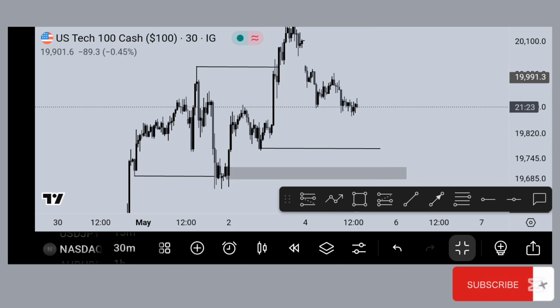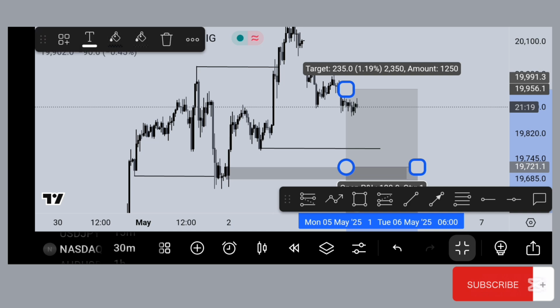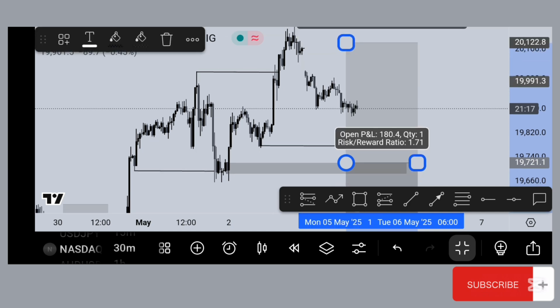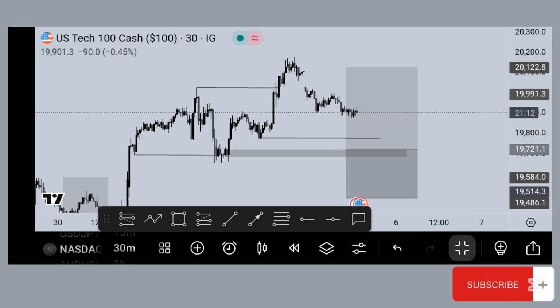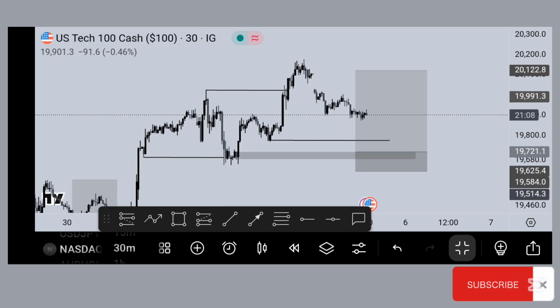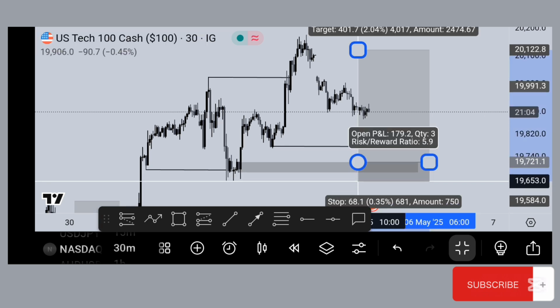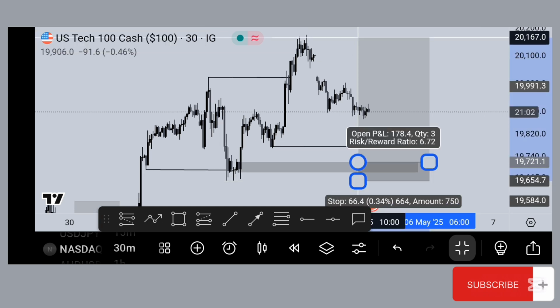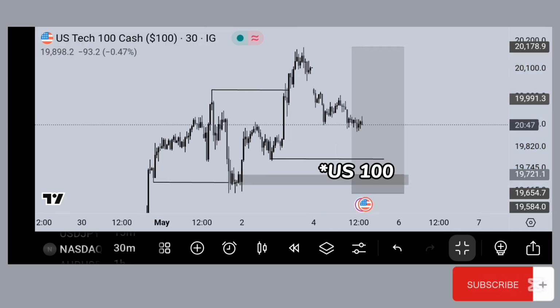Analyzing this pair, it was not even up to 5 minutes, I finished analyzing this pair. My stop loss cannot be below this point. Then my TP will be at the swing high. This is what I'm seeing on US 30.